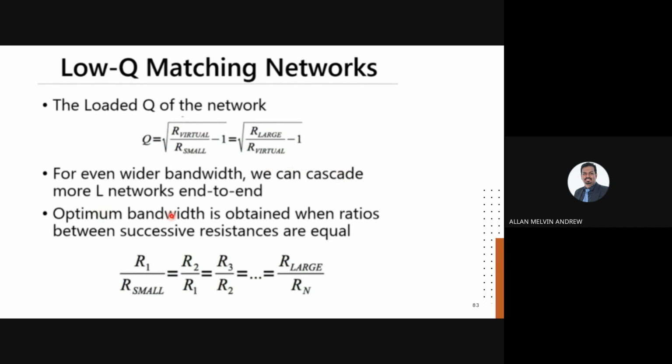Okay, so optimum bandwidth is obtained when the ratios between successive resistances are equal. So this is to find the optimum bandwidth. You want to find the ratios between the successive resistances, so you need to find the resistors that are side by side. Then you can take the ratio in order to find the optimum bandwidth. Okay, so this is the formula.